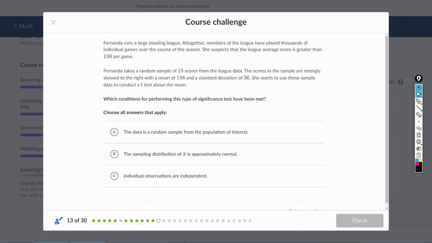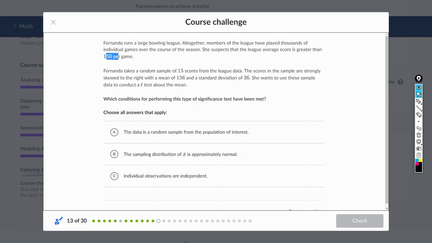F runs a large bowling league. Altogether, a member of the league had played thousands of individual games over the course of the season. She suspects that the league average score is greater than 150. She takes a random sample of 15. The scores are strongly skewed to the right with a mean of 156 and a standard deviation. She wants to use the data to do a t-test about the mean. Which condition has been met?